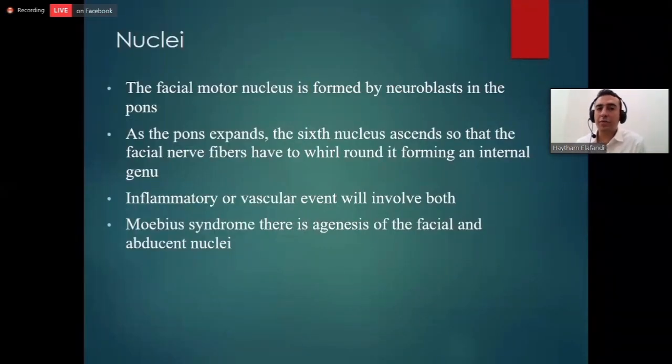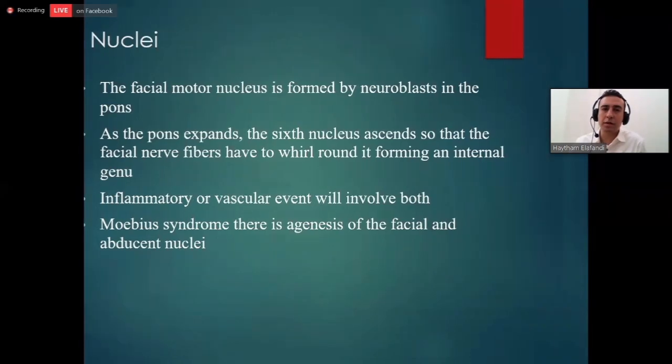The nuclei: we have the facial motor nucleus, which is formed by the neuroblasts in the pons. As the pons expands, the sixth nucleus ascends to the facial nerve fibers. So the facial nerve fibers, especially the motor fibers, curve around the abducent nucleus in the pons. So any inflammatory or vascular events or pathology at this area will involve both the facial and the abducent. We have the congenital Mobius syndrome, usually with agenesis of the facial and the abducent nuclei.